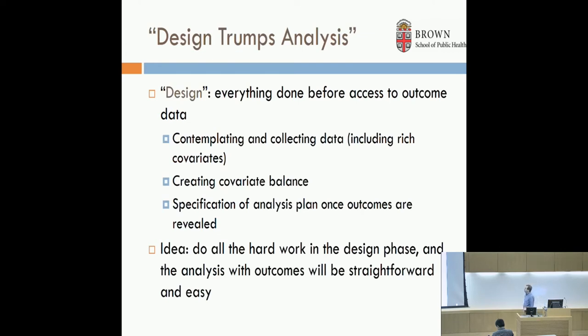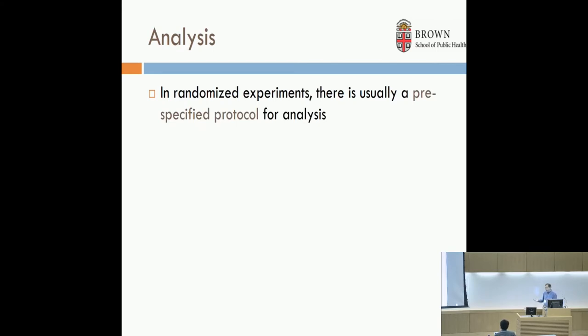So let's think about that. What do I define by design? Design is everything that is happening before I actually see the outcome data. All those things that I could do: I can contemplate, I can collect the data, I can create a covariate balance, I can specify an analysis plan, say exactly what I'm going to do, and then all the hard work is done at the design phase. It's actually a lot of work to do, but I don't need the outcome to do that, and that prevents me from fishing and overfitting and trying to get to the point where I'm interested in or get the results that I want. And then the analysis phase is going to be easy because we already defined what the protocol is, so we're just going to follow the pre-specified protocol for the analysis. That's the general idea.